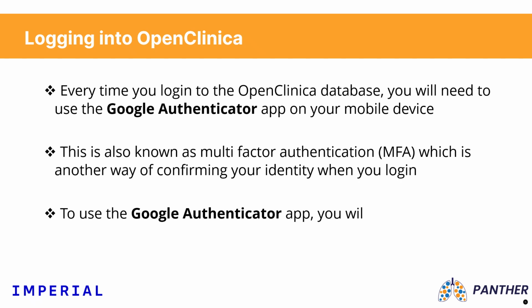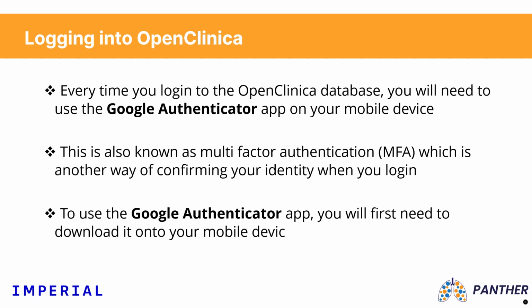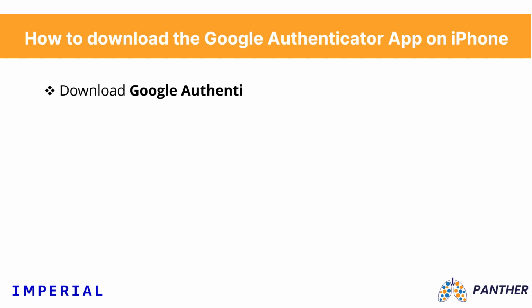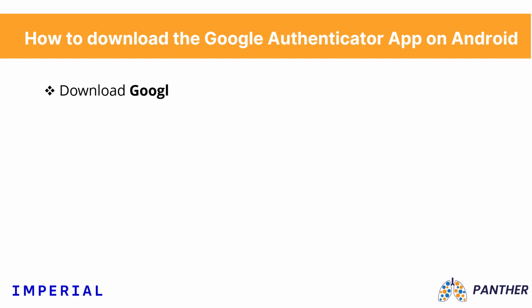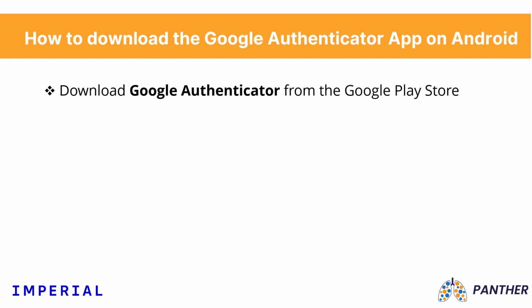To use Google Authenticator app, you will first need to download it onto your mobile device. Download Google Authenticator from the App Store. It is free to download. Download Google Authenticator from the Google Play Store. It is free to download.